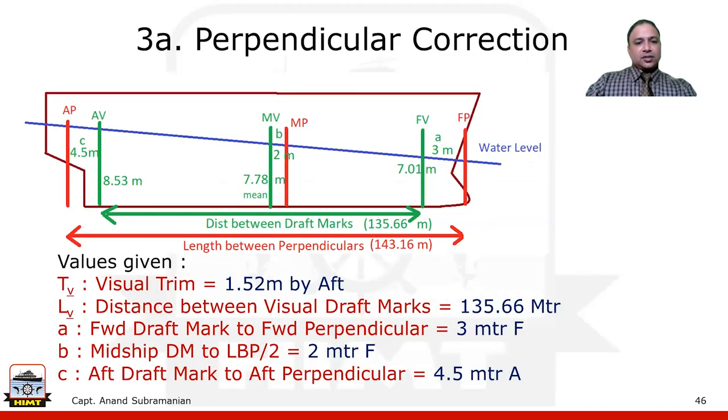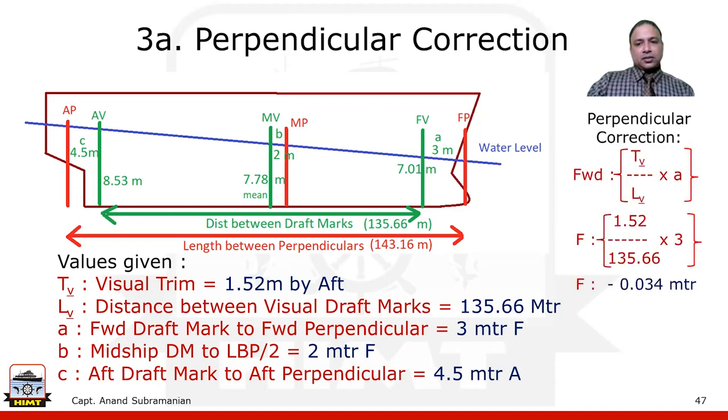The TV, that is the trim visual, is 1.52 meters aft. That is 8.53 minus 7.01 is 1.52. LB, that is the distance between the visual draft marks, is 135.66. Again, how did we get this? It's a subtraction of the length between the perpendiculars minus 3 meters minus 4.5 meters. That is basically I want this AV to FV, and the ABC distances as we have obtained it from here.